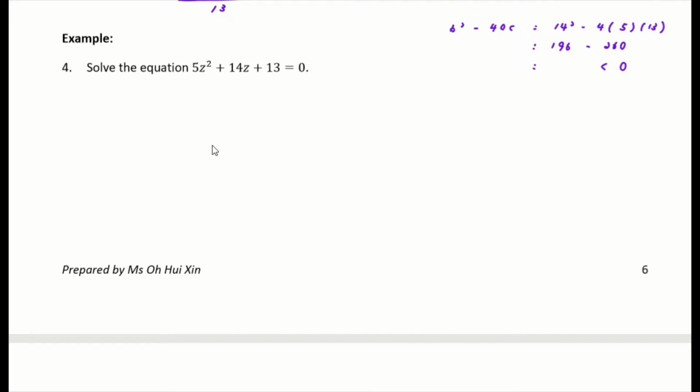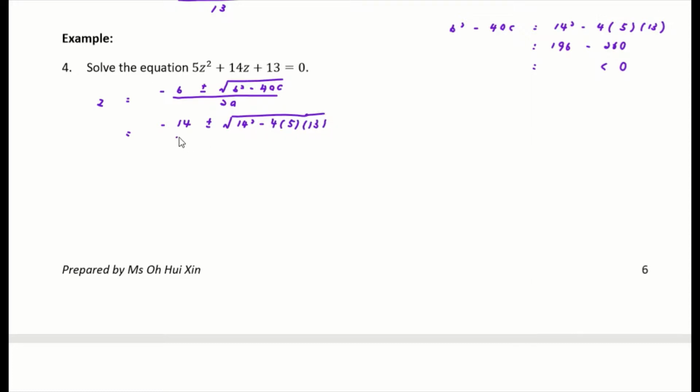But now we are going to solve it by expressing the roots in the form of a complex number. You can use your calculator to check first, but we are just going to use the formula to help us solve this. So z will be equal to negative b plus minus the square root of b squared minus 4ac, because this is a quadratic equation, over 2a. Let's substitute the numbers: negative 14 plus minus the square root of b squared minus 4ac.